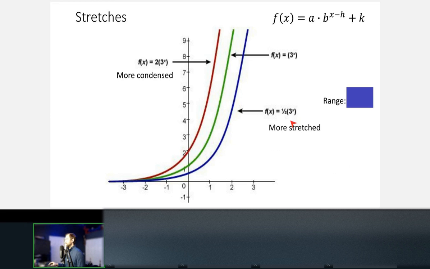Now, if your A value is less than 1, but still positive, like this 1/2, because it is less than 1 but greater than 0, this causes the graph to become stretched. They are pulling it, making it wider. Class, what is the range of all three of these graphs? Zero to infinity. Very good.